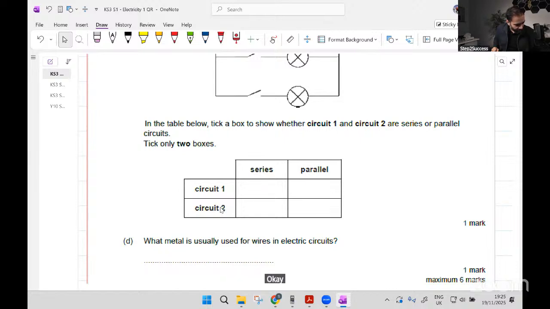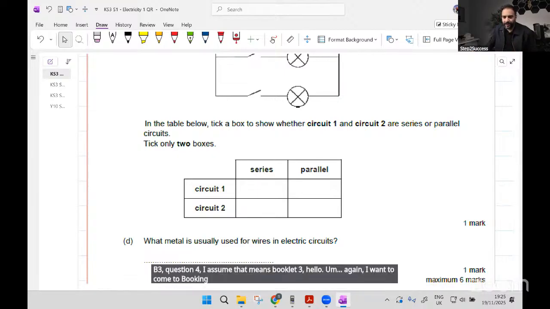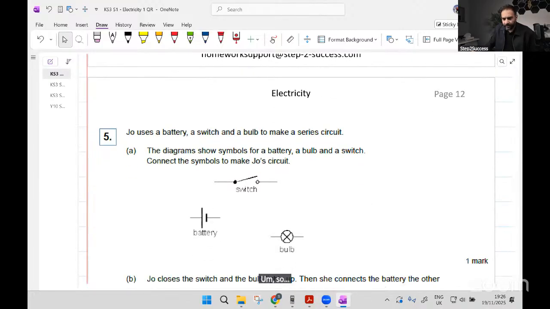Okay. Goodness. Right. Okay. B3, question 4. I assume that means booklet 3. Again, I'm going to come to booklet 3 after this one. I'm going to do this in order. So 2, 3, and then somebody said 5. 2, 3, 5, and then 9 and 10. Right, that's the last one on me.